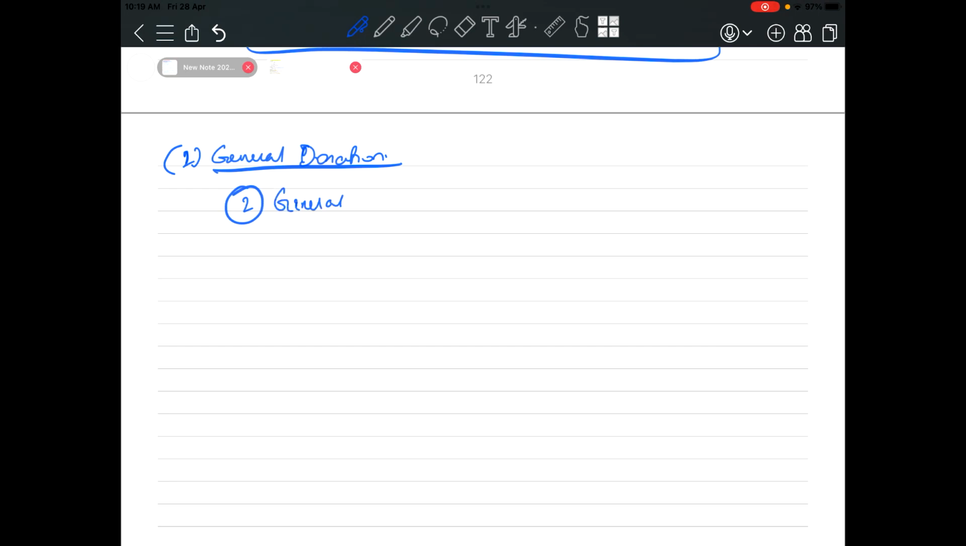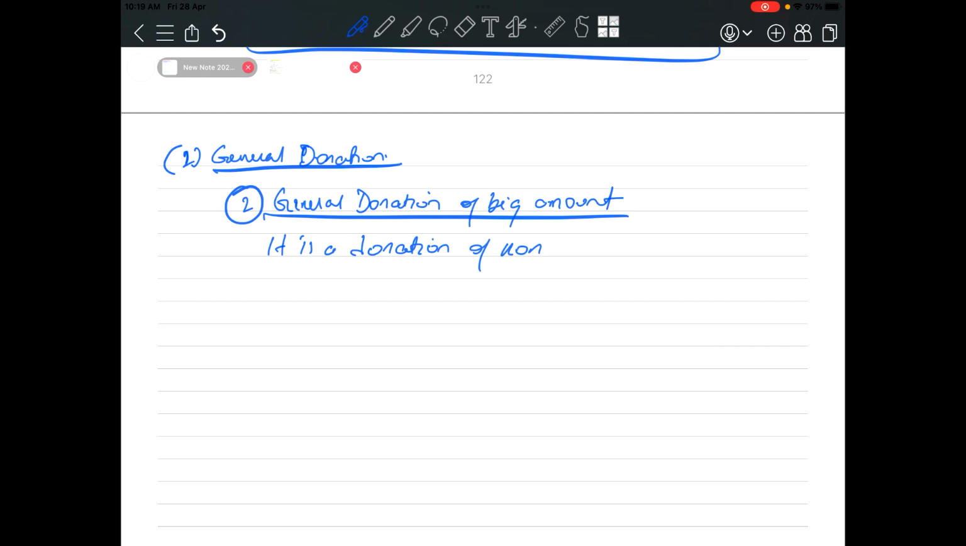General donation of big amount. What is this donation? It is a donation of non-recurring nature. I'll explain. So it should be capitalized.